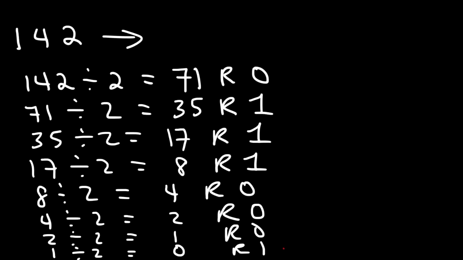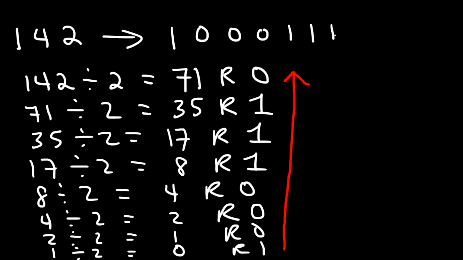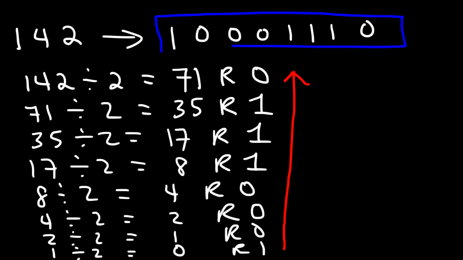So we're going to read it from the most significant bit to the least significant bit, so from the bottom to the top. It's going to be 1, 0, 0, 0, 1, 1, 1, 0. Which, if you rewind the video, you'll see that we had this answer.